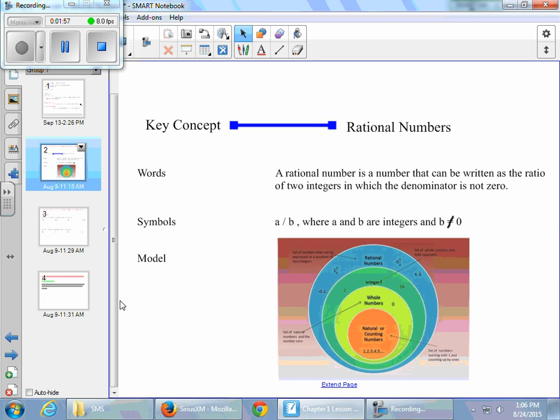And our model right there, as you see in the middle, is natural or counting numbers. Those are all 1, 2, 3, 4, 5, 6, 7, and so on. Our next big circle is whole numbers. Whole numbers just adds 0 to natural and counting numbers. Our next circle is integers. Integers are just negative numbers, so our examples there show -2, -6.